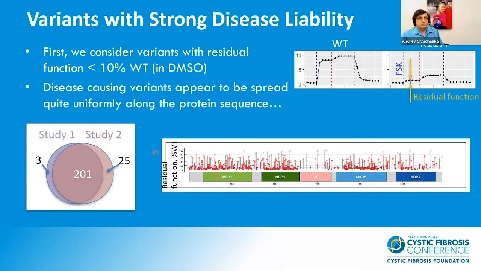And here at the bottom, we show the residual functions of each of the studied variants. And we are going to see many plots of this type. So the location of each bar just shows the position of the corresponding variant on the CFTR protein sequence.